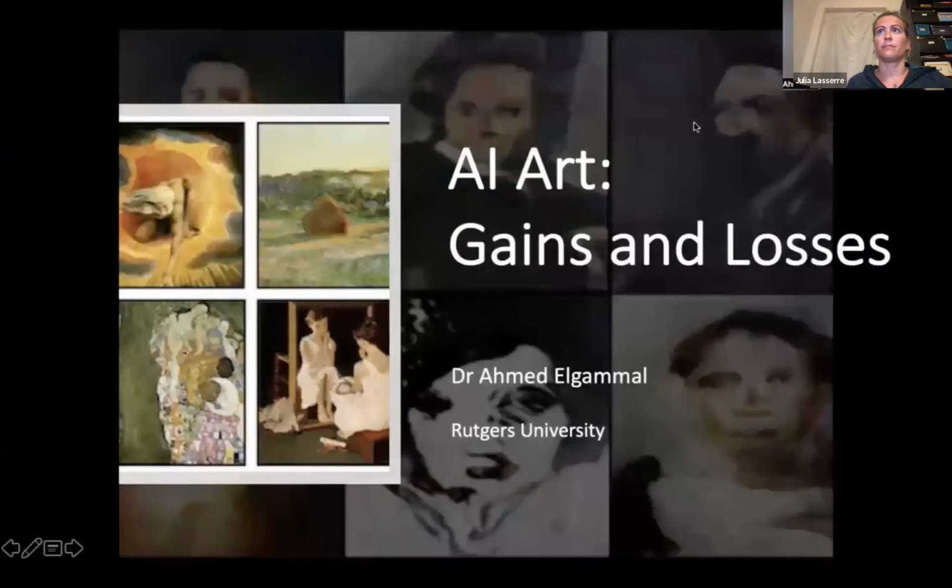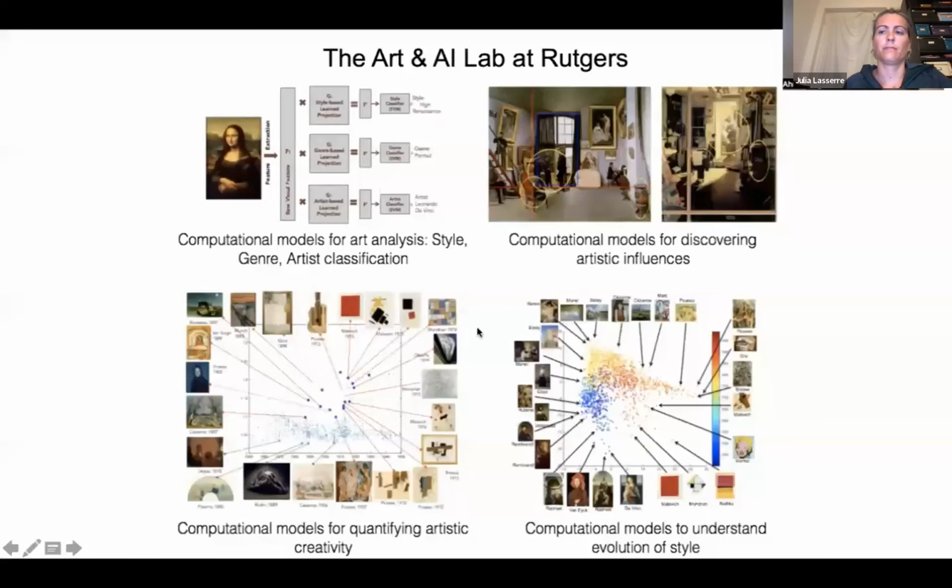Today, I'm going to be talking about AI art, the gains and losses we have been making in the last few years. I'm not going to talk about my research in particular, but I'm just going to start by briefly describing what I have been doing before I talk about the topic. So at Rutgers University, we have the Art and AI lab that I started more than 10 years ago, looking at the intersection between art and AI, how to advance AI by looking at art, and also how can we use AI in making art.